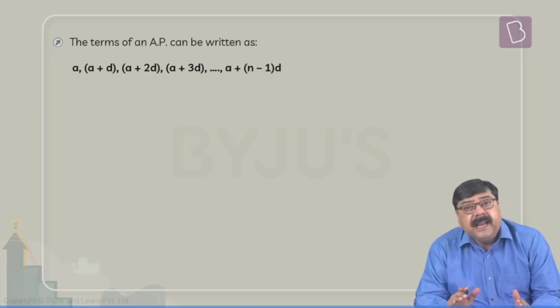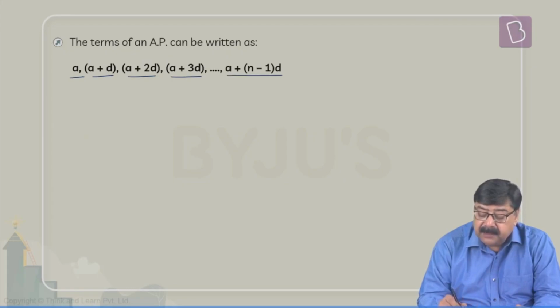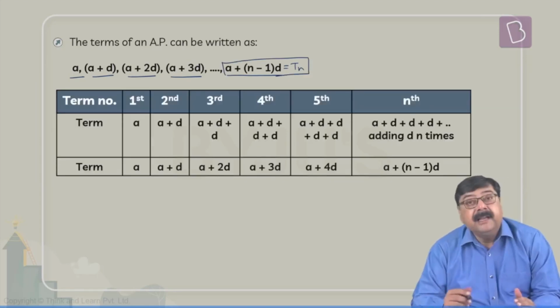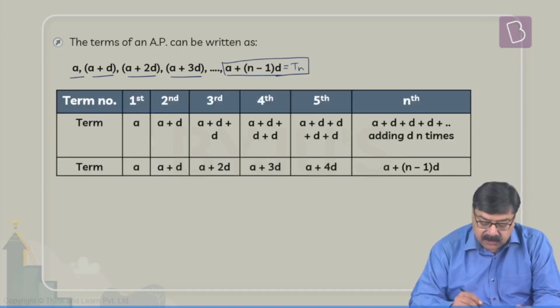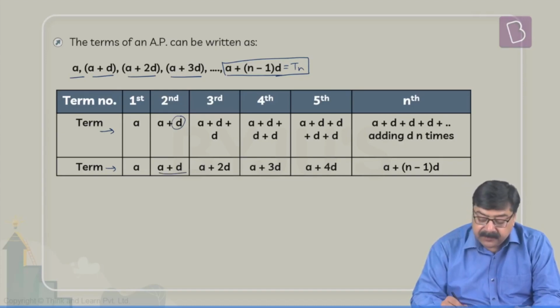Now, the terms of an AP can be written as A plus D, A plus 2D, A plus 3D, up to A plus (n minus 1)D, which is helpful in finding out the nth term. And this I can rewrite as shown in this table. These are the terms: A, so this happens to be the first term. Adding D to A, we get A plus D.